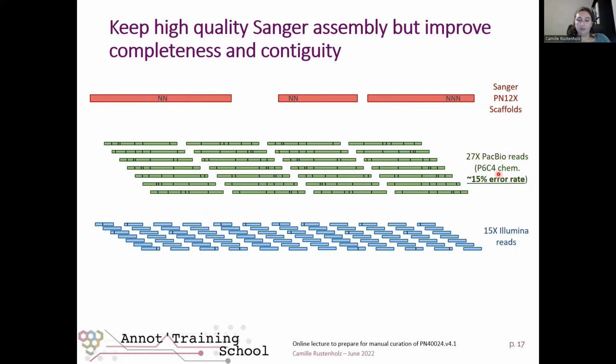We also performed some Pacific Biosciences sequencing, and so we retrieved 27x PacBio reads. This was the older technology, which had a high error rate of about 15%. So not very accurate reads, but we'll see how we handle that. And we also had in our hands 15x depth of Illumina reads from the PN40024 genotype. So altogether, with all this data, we managed to improve the genome assembly.